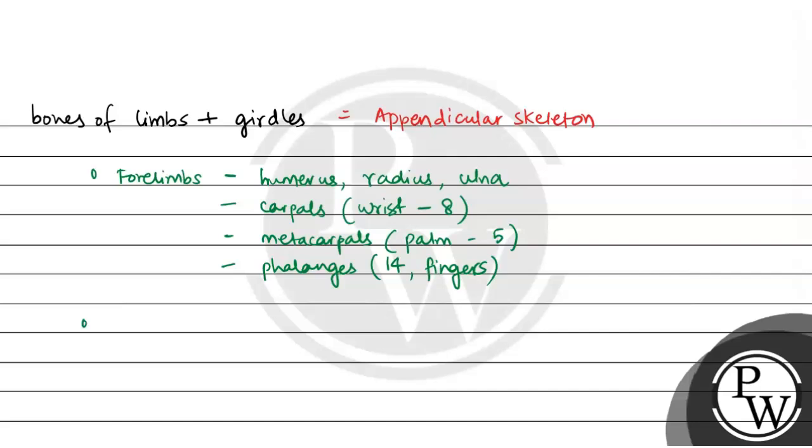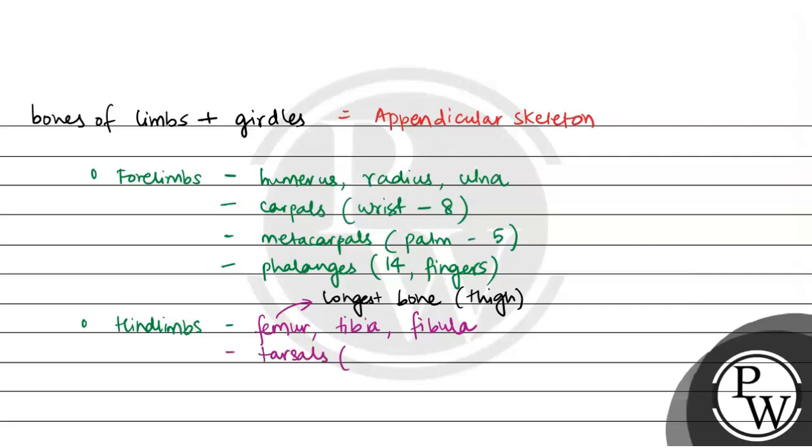Next is the hind limbs. This consists of the femur, tibia, fibula. जो femur होता है, it is the longest bone which is present in the thigh. There are tarsals which are 7 in number, metatarsals 5, phalanges present are again 14.